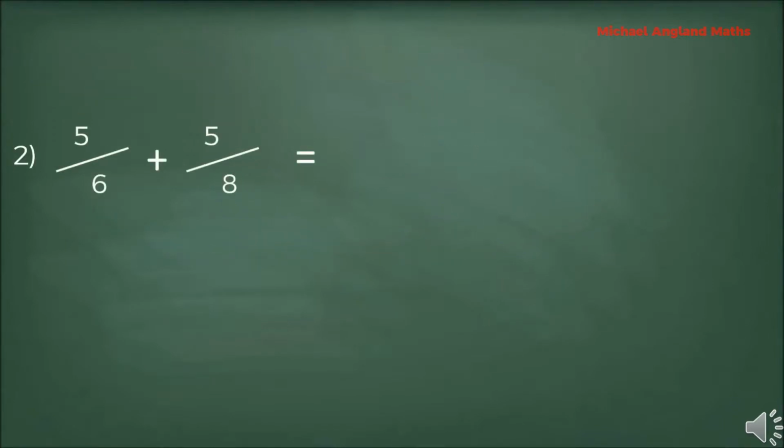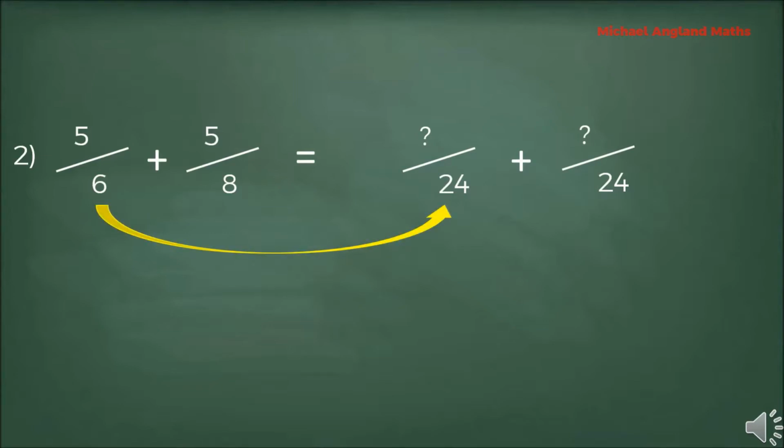5 over 6 plus 5 over 8. Well, the multiples of 6 are 6, 12, 18, 24, etc. Multiples of 8 are 8, 16, 24, etc. So 24 is the lowest common multiple. So now we have two fractions with a denominator of 24. To scale 6 up to 24, we multiply by 4. And to scale 8 up to 24, we multiply by 3.